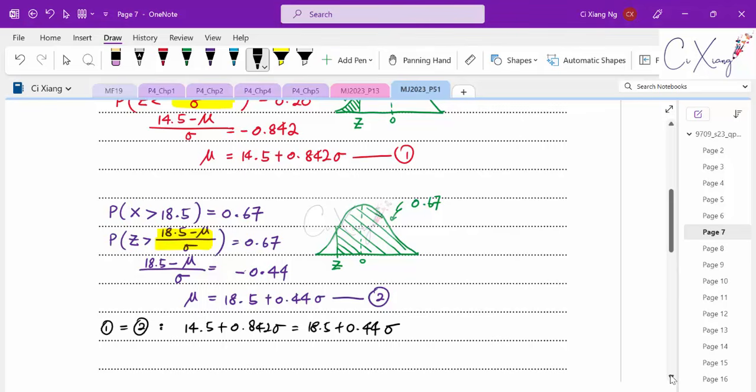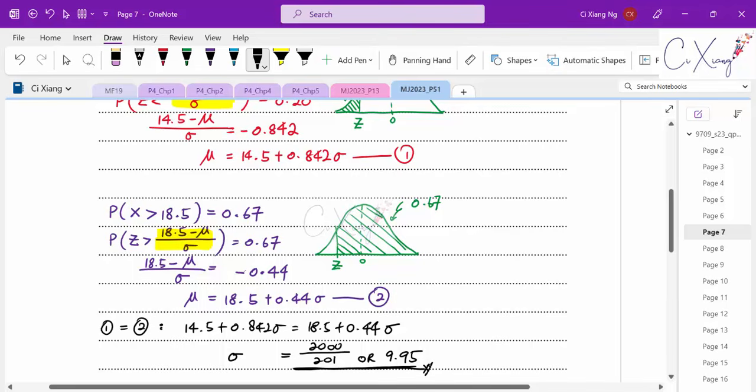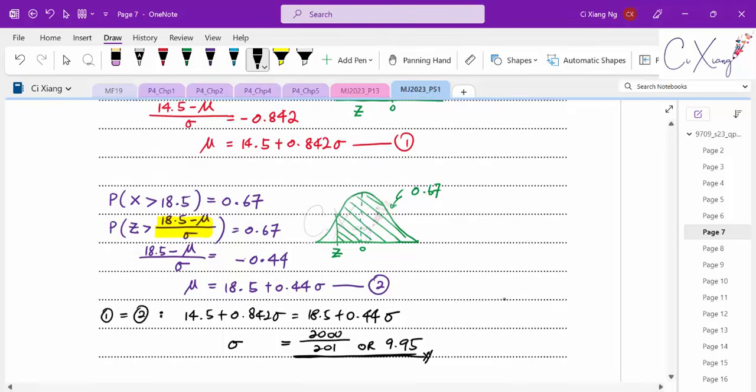Okay, so I try to solve the equation here. By right, I should get sigma equals 2000 over 201. And of course, you can change it to 3 significant figures, where it should be 9.95. Then after that, please use the fraction 2000 over 201, substitute it into either equation number 1 or number 2 to get the mu.